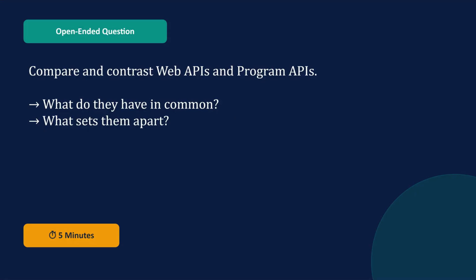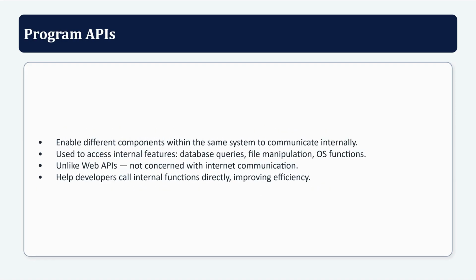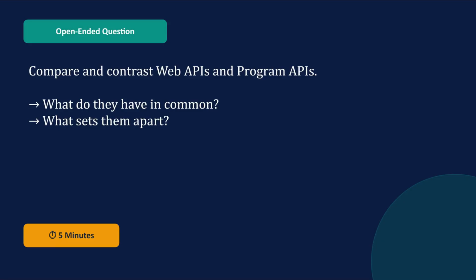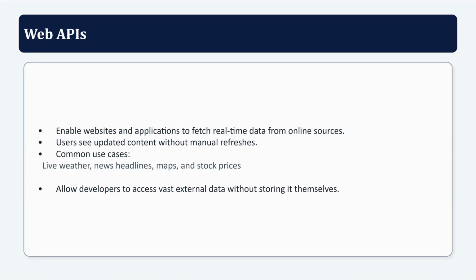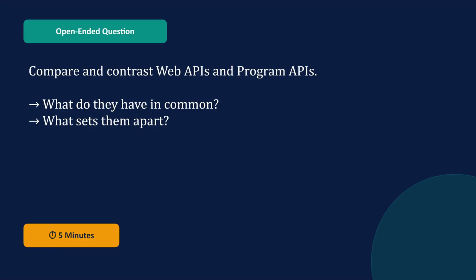Here's an open-ended question that you can think about. Compare and contrast web APIs and program APIs. What do they have in common and what sets them apart? This is also covered in the slides. So web APIs are more for accessing stuff across websites, across the internet, and program APIs are to enable different components within the same system, not throughout the internet.